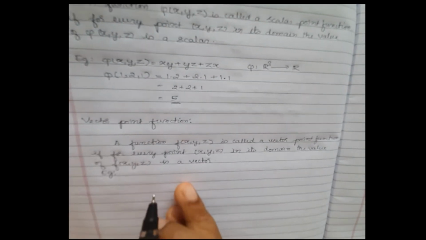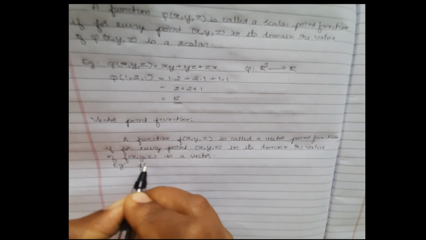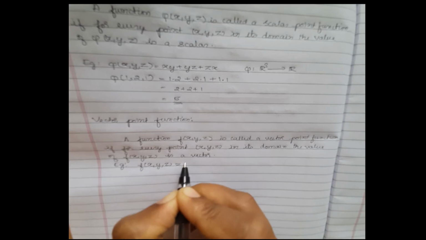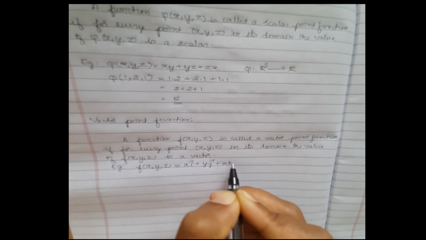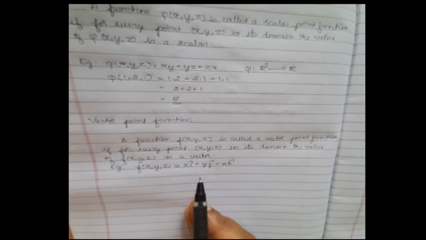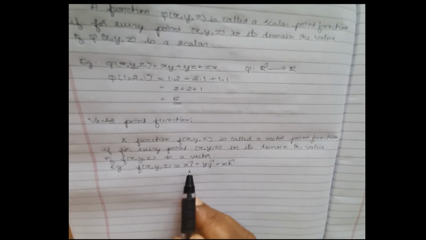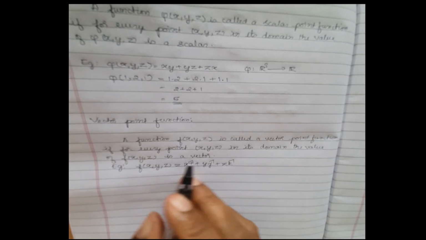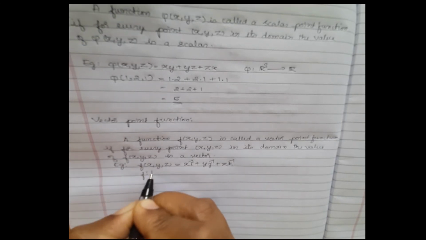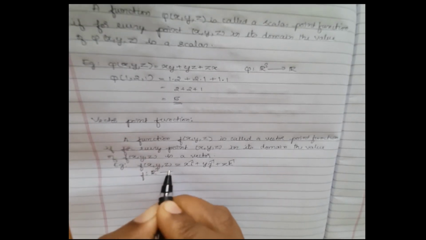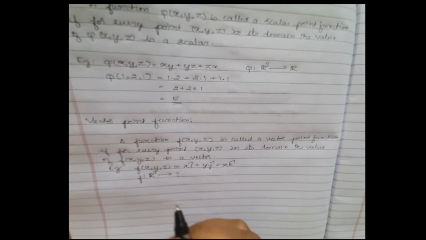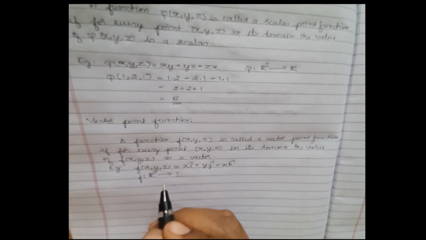Example, that means the value of the function always becomes a vector. Example, f of x, y, z is equal to x into i cap plus y into j cap plus z into k cap. What are these i, j and k? i, j and k are the unit vectors along the x-axis, y-axis and the z-axis. Now if this function is defined from R3, because there are 3 coordinates, I can define this from R3 to where? What I'm getting is a vector. So can you imagine the codomain?